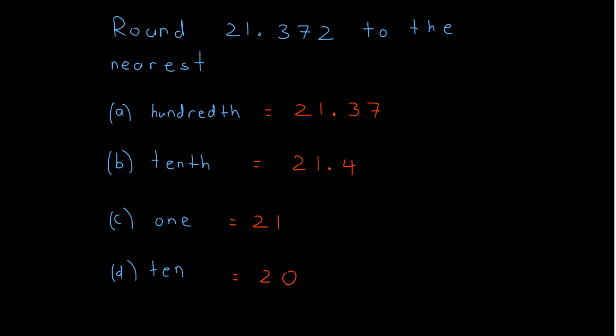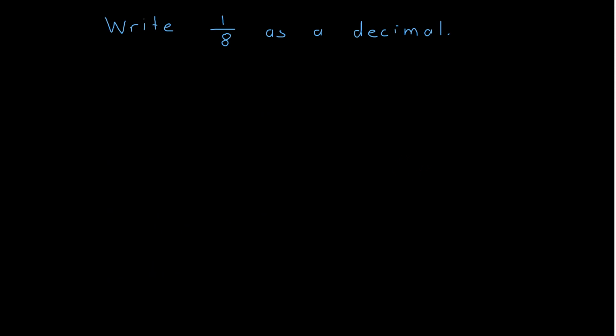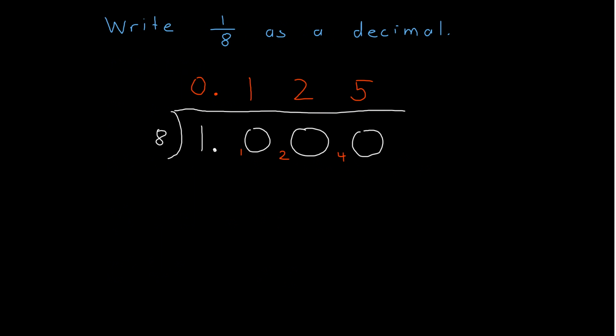Okay, so now we've had a look at rounding, let's do the next question. I'm going to ask you to write 1/8 as a decimal. It's a bit of revision, but let's do it anyway. Pause the video and have a go at it. Okay, I hope you're done, and I hope you got, you divide 8 here, and you've got 1.000, and you wind up with 0.125. Should be pretty easy.